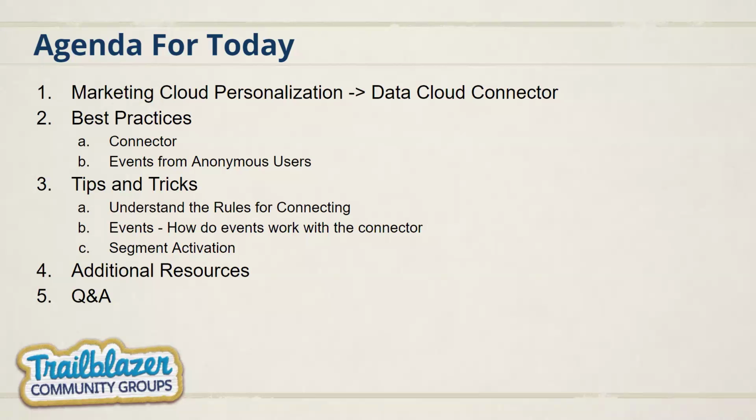It's more about what we're going to talk about today. At a high level, I'll try my best not to talk too quickly. For the agenda today, we're going to go through what the personalization to Data Cloud connector is, demystify what it is, talk about best practices on what the connector does and how it handles events from anonymous users, and then go into a tips and tricks section. The one thing we're not going to do today is any hands-on-keys work or a demo. I'm going to keep this conceptual at a very high level.